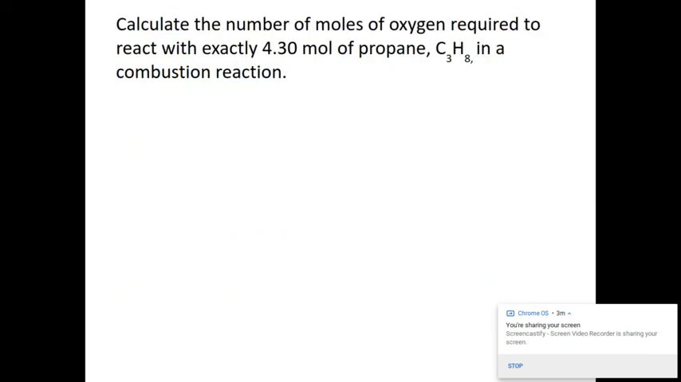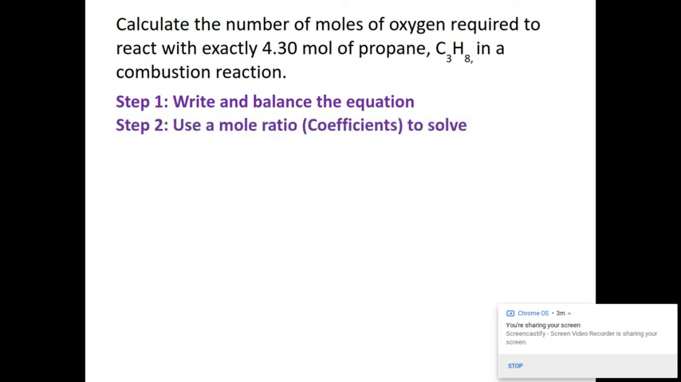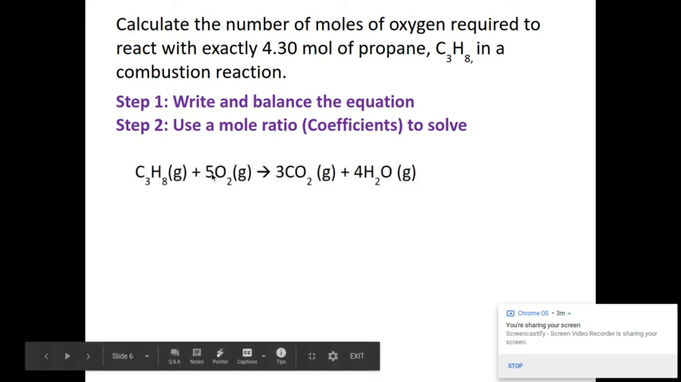Okay, so let's do a problem together, and you'll see how it looks. Calculate the number of moles of oxygen required to react with exactly 4.3 moles of propane in a combustion reaction. Well, we're going to start with 4.3 moles. Let's write the balanced equation. We already have the equation. Now let's use the mole ratio to solve. The mole ratio says that we have 5 moles of oxygen in this reaction for every 1 mole of C3H8.